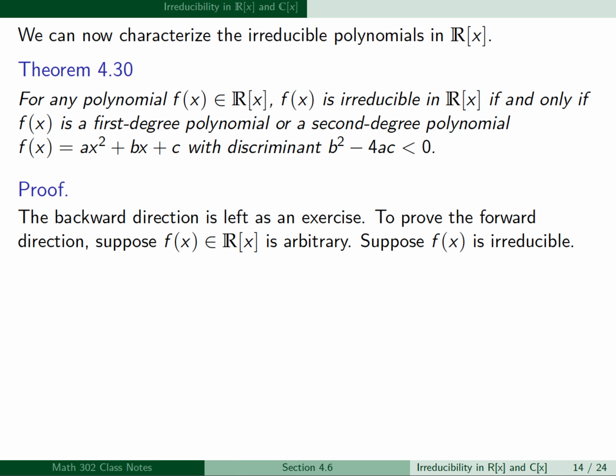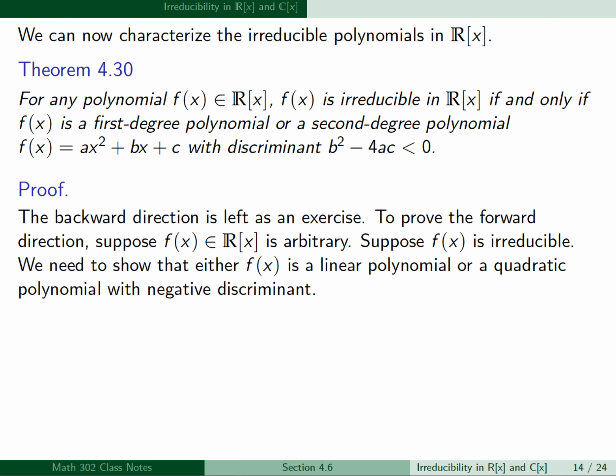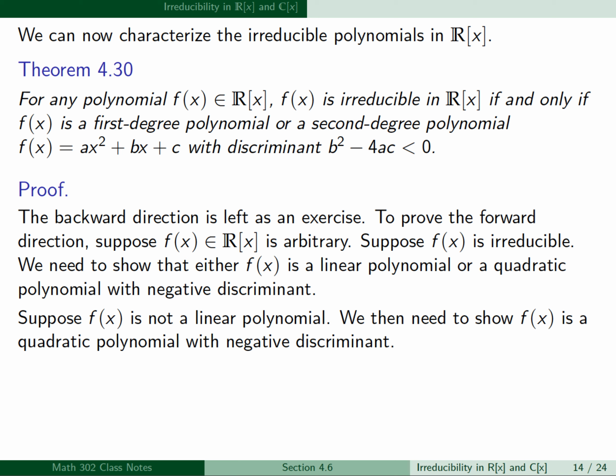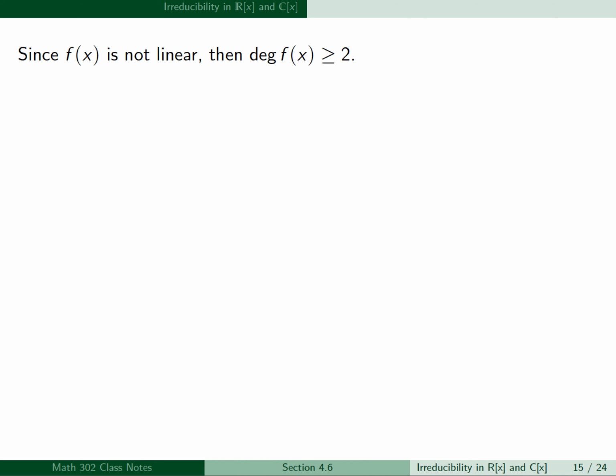To prove the forward direction, we'll suppose that f(x) in R[x] is arbitrary. Suppose f(x) is irreducible. We then need to show that either f(x) is a linear polynomial or a quadratic polynomial with negative discriminant. So suppose f(x) is not a linear polynomial. We then need to show that f(x) is a quadratic polynomial with negative discriminant. Since f(x) is not linear, then its degree is greater than or equal to 2, and by the fundamental theorem, f(x) has a root w in C.